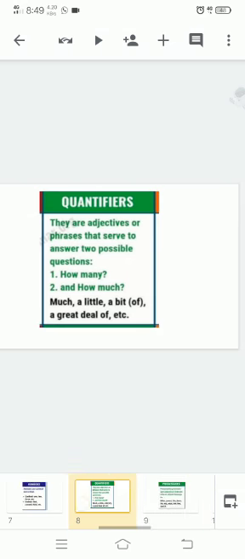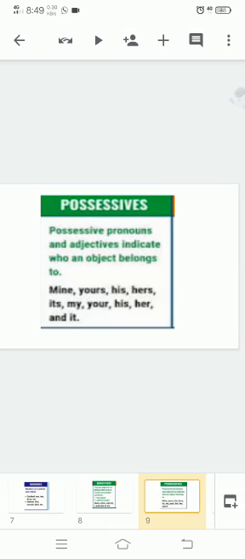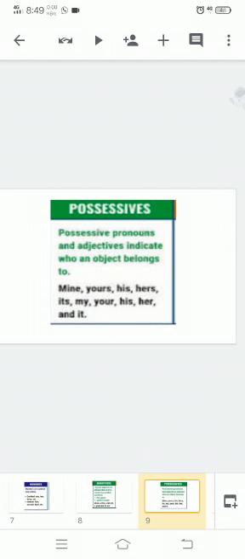Okay, so next we have our possessives, which show possession by somebody or something. Possessive pronouns and adjectives function as both pronouns and adjectives that indicate who an object belongs to, what thing a person or thing possesses. You have mine, yours, his, hers, its, my, your, his, her, and its. These are all possessives.